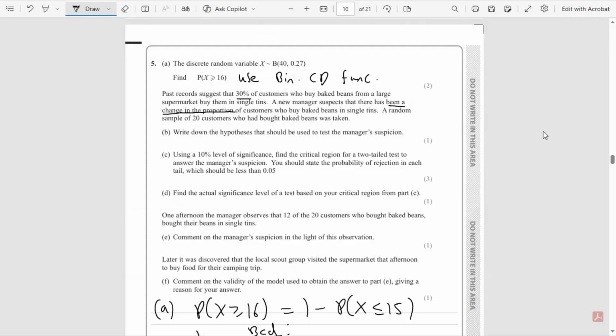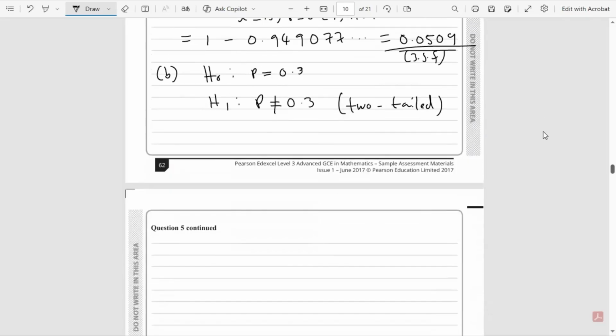So for part C, using a 10% level of significance, find the critical region for a two-tailed test to answer the manager's suspicion. You should state the probability of rejection in each tail, which should be less than 0.05. So we're using a 10% level of significance and we want to find the critical region to start with. So remember, the critical region is the set of values that will lead you to reject H naught in a hypothesis test. So we've got this 10% level of significance.